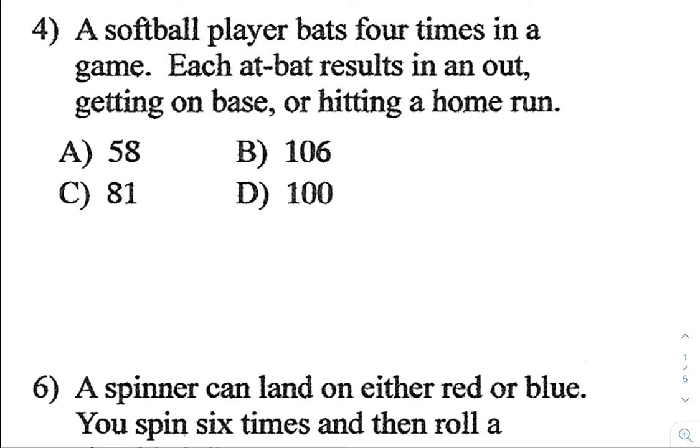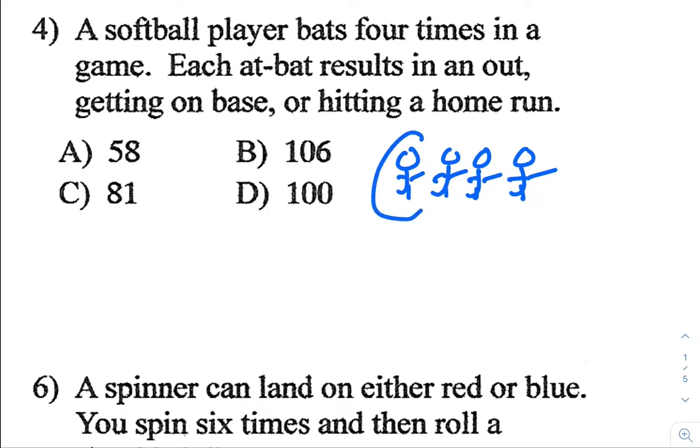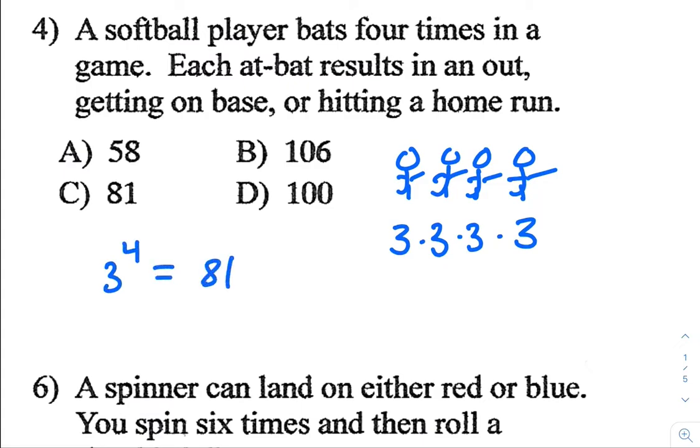So basically, if there is a person that hits 4 times, right? That's at bat 4 times. Well, how many options is the first scenario? How many outcomes? 3. How many for the second? 3. How many for the next? 3. How many for the next? 3. Because each time they go at bat, they can get an out, get on base, or hit a home run. So it's 3 to the 4th, which is simply 81. So there's that, you guys.